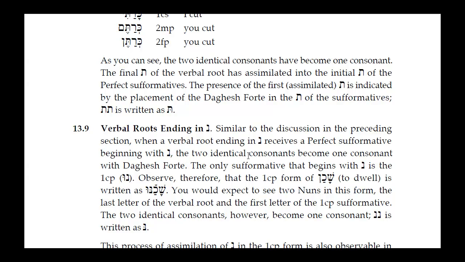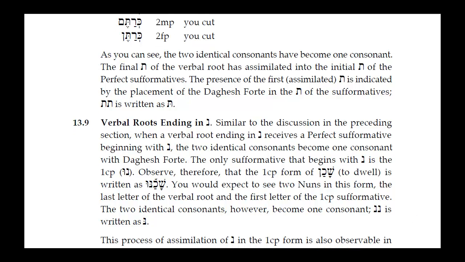When a verbal root ending in noon receives a perfect sufformative beginning with the noon, the two identical consonants become one consonant with a dagesh forte. The only sufformative that begins with a noon is the first common plural, nu. Observe, therefore, that the first common plural form of shakan, the root shin, kaf, nun, to dwell, is written as shekanu. You see that dagesh forte in that noon right there. So basically, it's written as one with the dagesh forte.